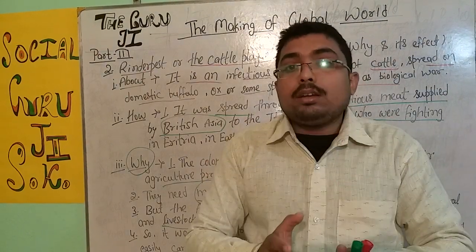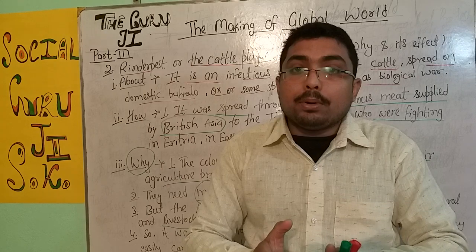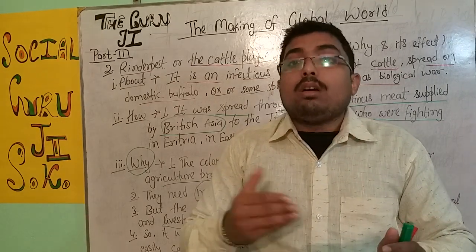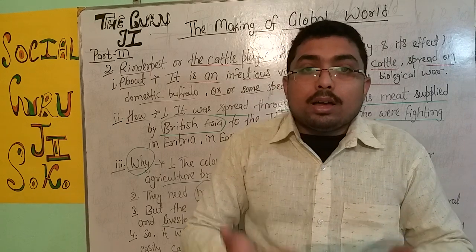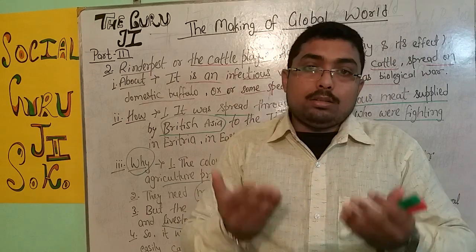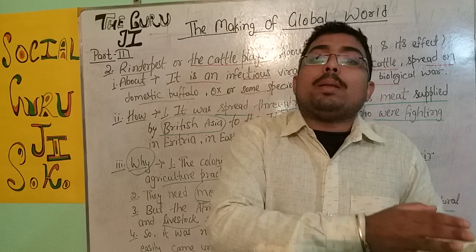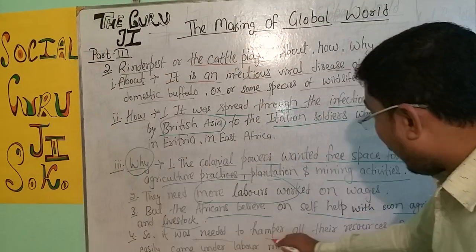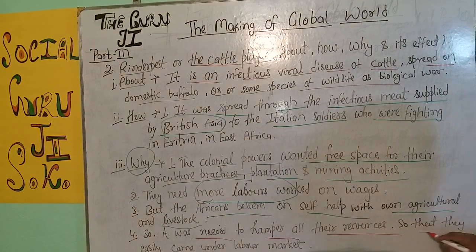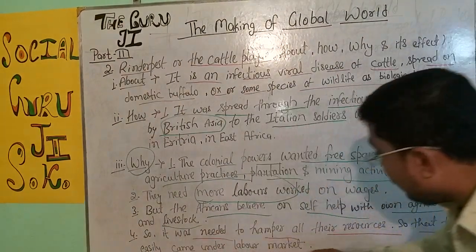Here they needed to hamper all their occupations so that, under the condition of hunger and poverty, they could easily transform themselves into the labor market. यही हुआ भी. It was needed to hamper their resources so that they easily came under the labor market.